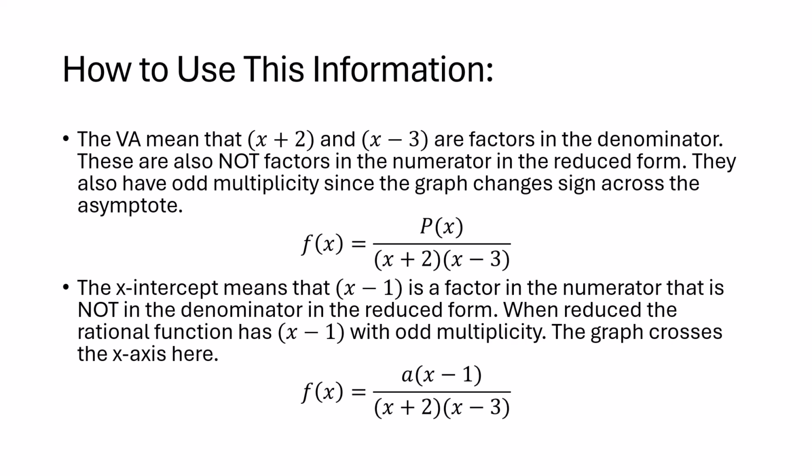Well, vertical asymptotes mean that the denominator happens to be 0, but the numerator is not 0. So this means that x plus 2 and x minus 3 are factors in the denominator. These will also not be factors in the numerator in a reduced form. Since there is a sign change across each of these vertical asymptotes, the multiplicity of the root has to be odd.